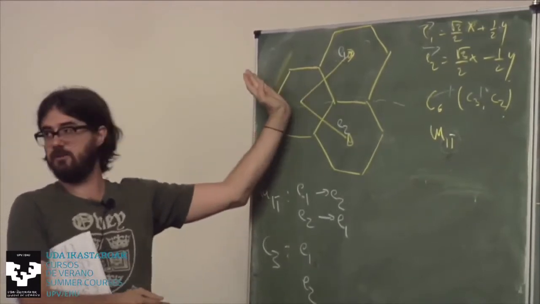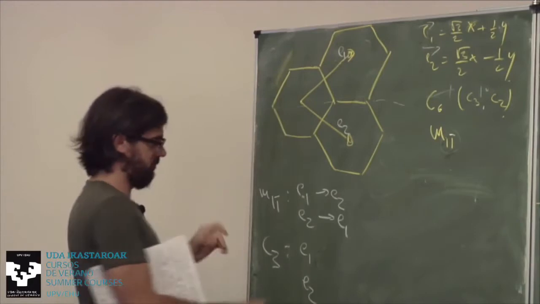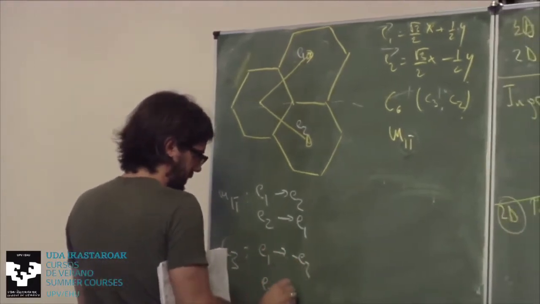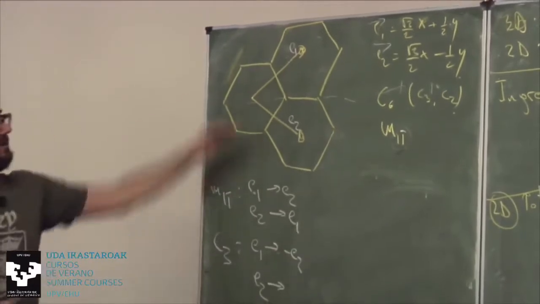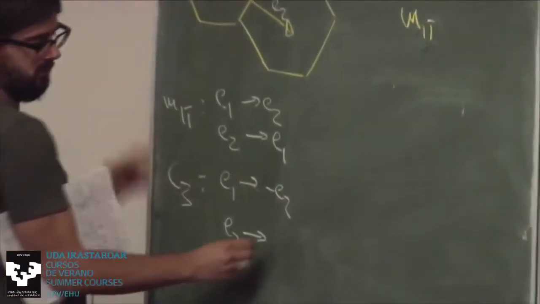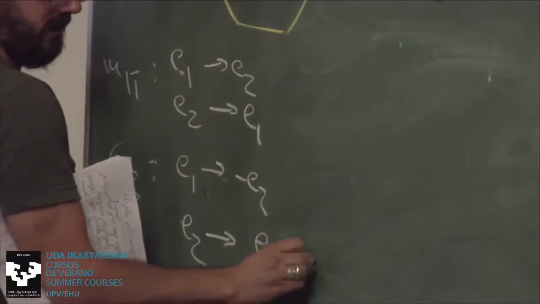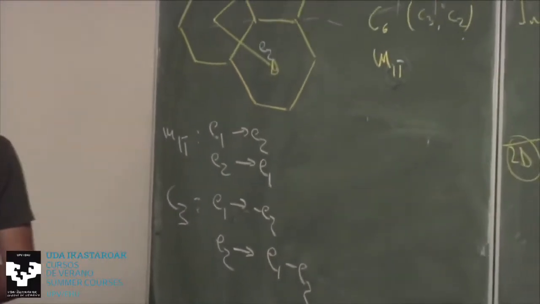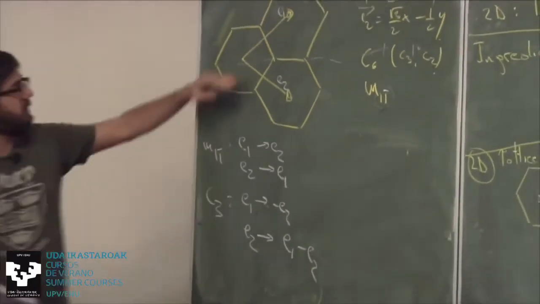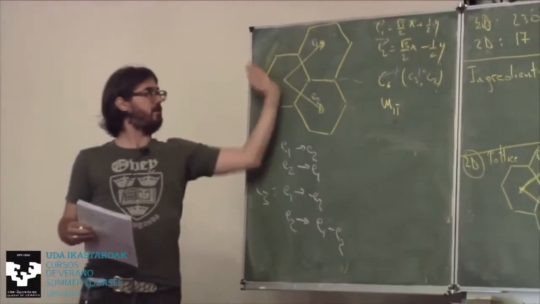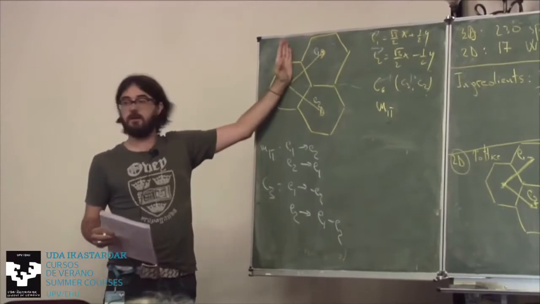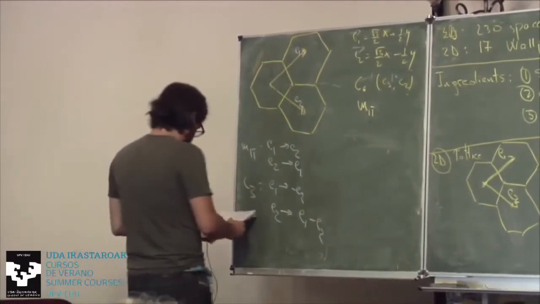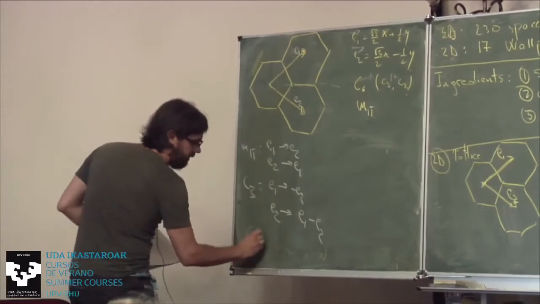C3 takes E1 into? And it takes E2 into E1 minus E2. Make sense? It flips this one here, minus E2, takes E2 here. These are the symmetries. And, of course, C2.